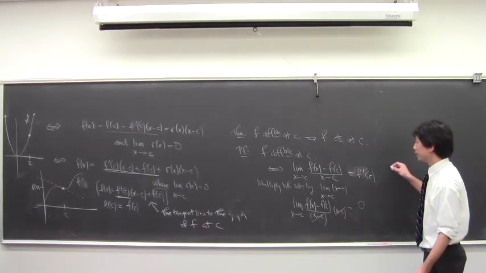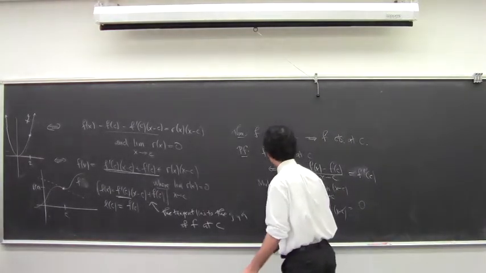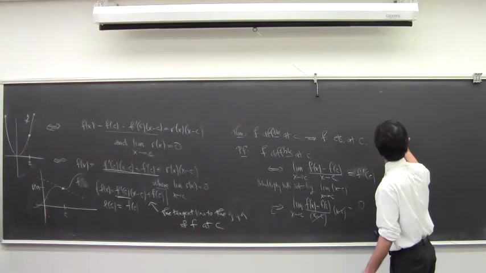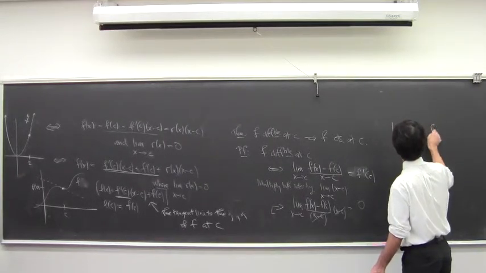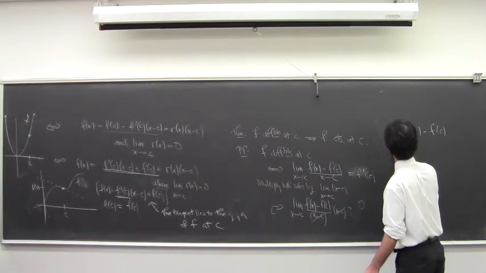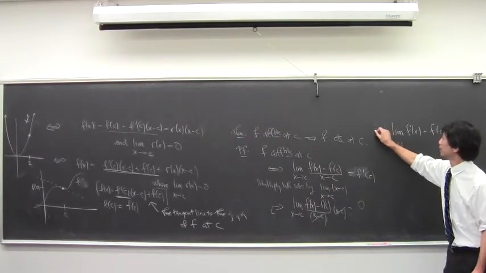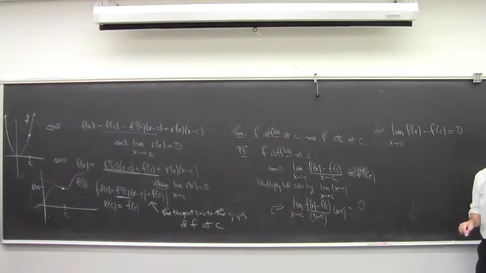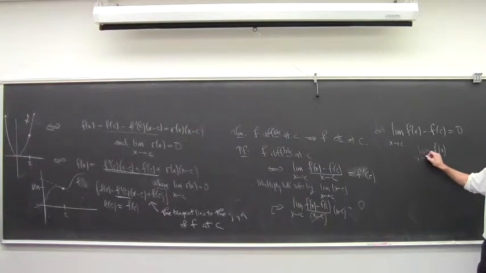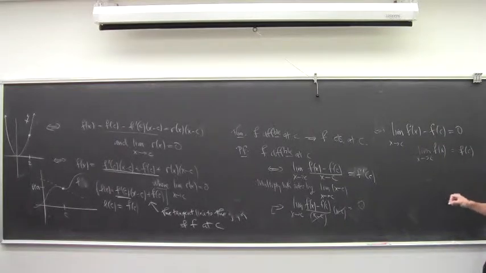So that's what we get: the limit of f of x minus f of c as x approaches c is 0. But what does that tell you? That the limit of f of x as x approaches c is f of c. So we're continuous.